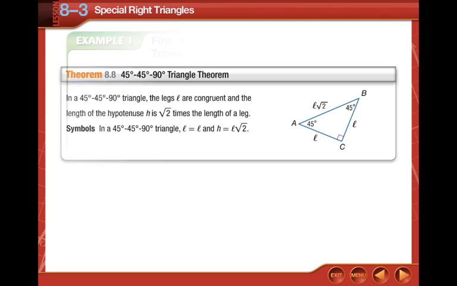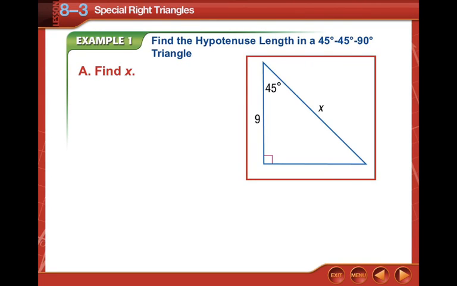So let's look at an example with this. We need to find x, that's the hypotenuse, and we only have one leg of this triangle, but it is a 45-45-90 triangle since we know one angle is 45 and the other one's a right angle, which means that the third angle has to be 45. They all add up to be 180. So that means that we have our special right triangle, and we can use that theorem we just learned.